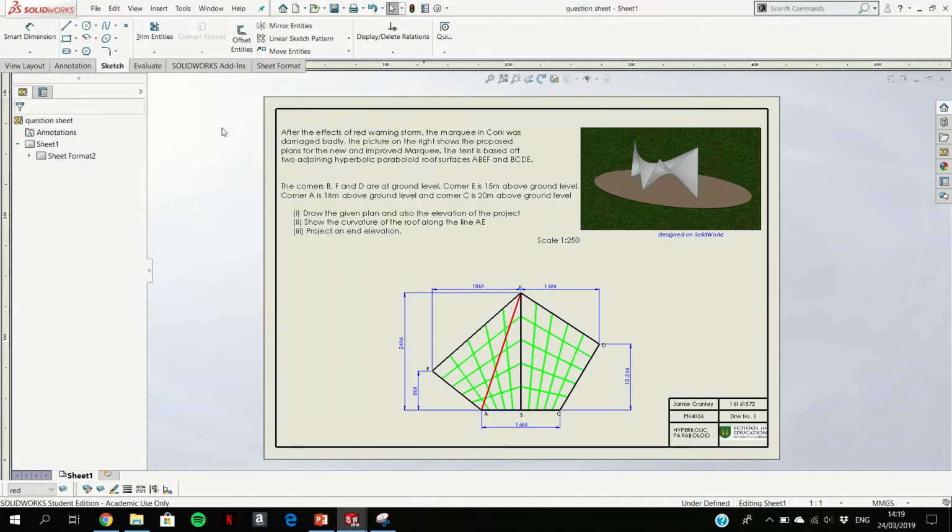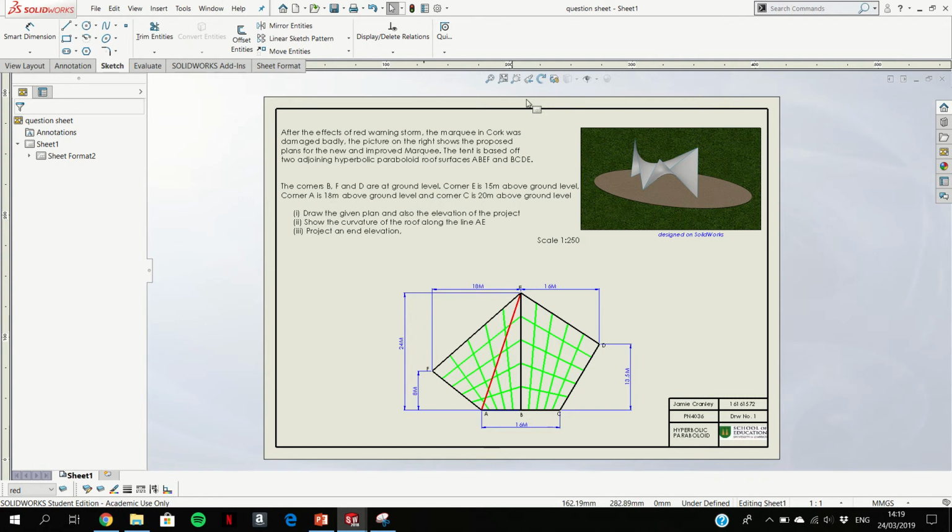So this is a question that I made up based off my topic of hyperbolic paraboloid. The question states that after the effects of a red warning storm, the marquee in Cork was damaged badly. The picture on the right shows the proposed plans for the new and improved marquee. The tent is based off two adjoining hyperbolic paraboloid surfaces, ABEF and BCDE.